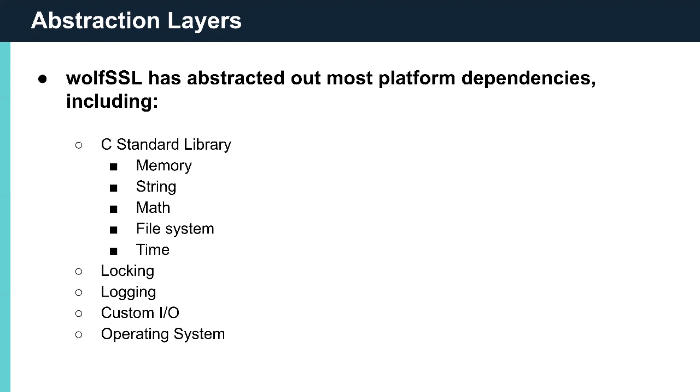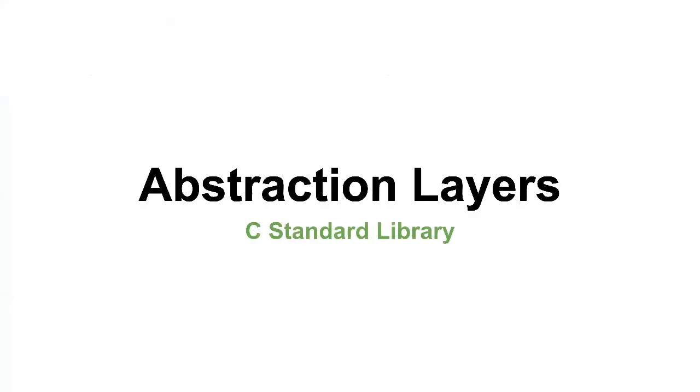As far as abstraction layers go, we've abstracted out the C standard library calls for memory, string handling, math, file system, and time. We've also abstracted out mutex locking, logging, custom IO, and some things about the operating system. So we're going to walk through those here to give you an idea of what we have available, and then how you can override that.